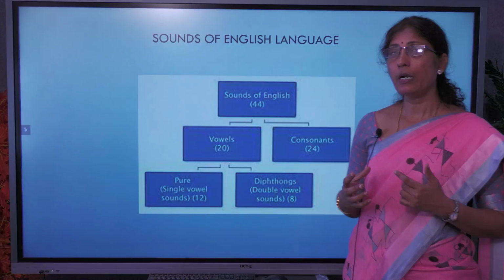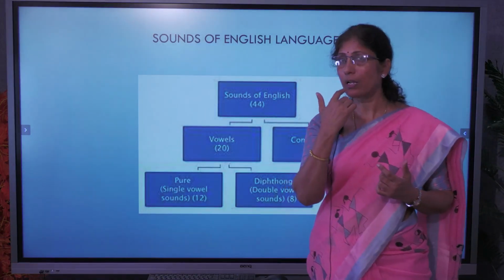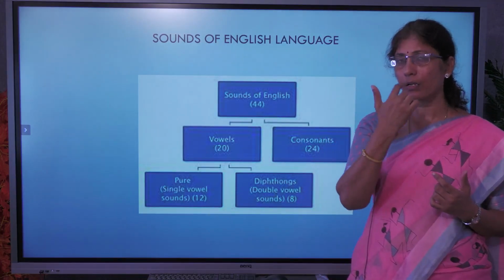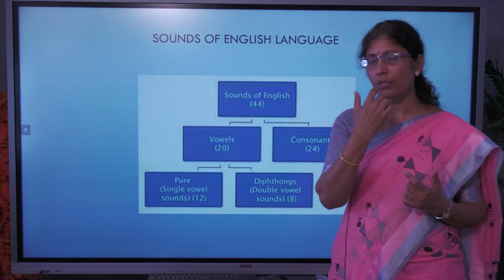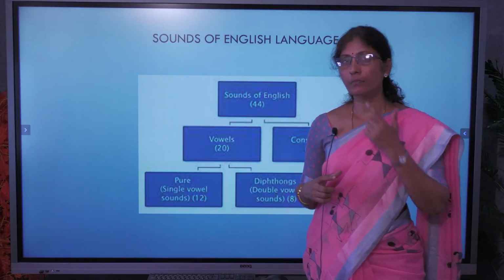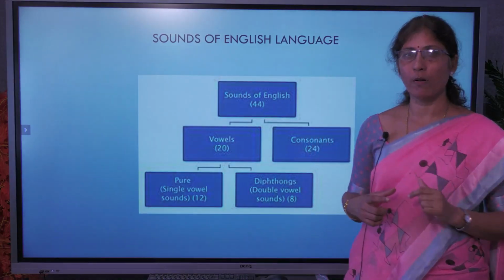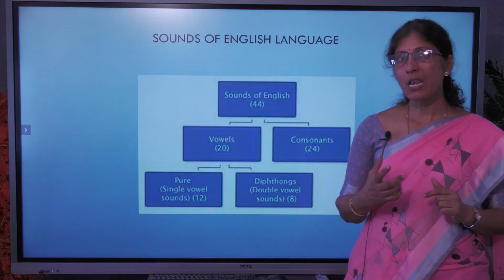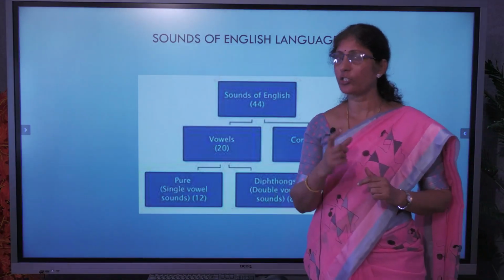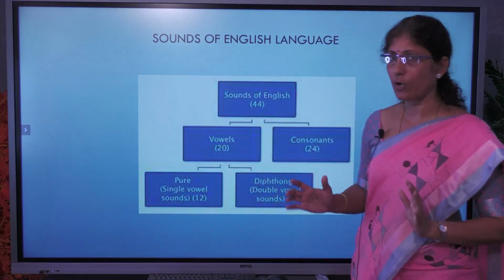Then those sounds are called consonants. For example, take k. There is an obstruction to the air. Some other part in the mouth causes an obstruction. See, the lips are obstructing the air to produce a sound. So somewhere there is an obstruction to the airflow. Those sounds are classified as consonant sounds.